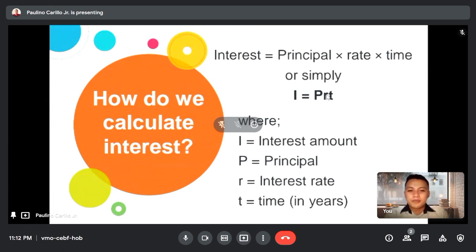Okay? I stands for interest amount, P stands for principal, R stands for interest rate, and T stands for time in years. Remember that our time is always in terms of years. Now, let us apply this formula to some examples in your learning materials.